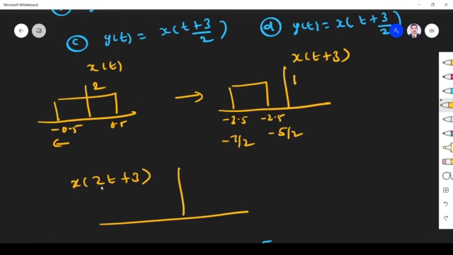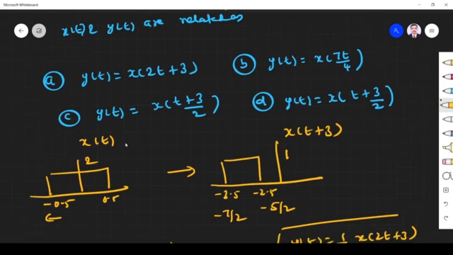If you have 2t, it will become 7 by 2 into 1 by 2, so 7 by 4. So this one must be 7 by 4 and minus 5 by 4. So if you put x of 2t, it will become 7 by 2 by 2, so 7 by 4, 5 by 4. So this is x of 2t plus 3. And you see here it is 2, here it is 1. So amplitude should also be reduced by half. So the relationship between y of t and x of t is y of t equals 1 by 2 x of 2t plus 3.